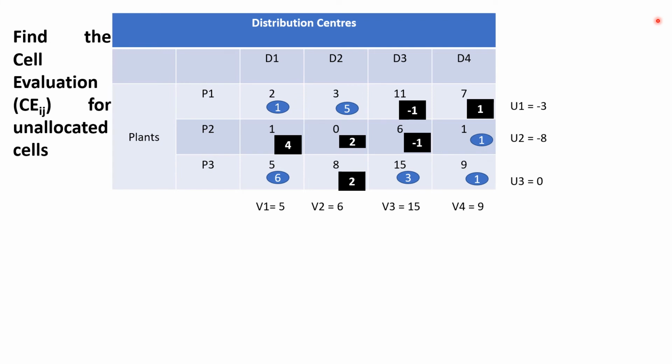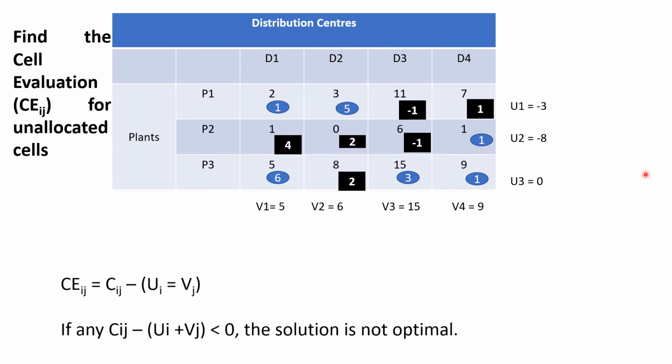Now the question is, is the solution optimal? Answer is no. I said the solution is optimal when all the cell evaluations are non-negative. Here we have two cells with negative cell evaluations, and hence the solution is not optimal, right?